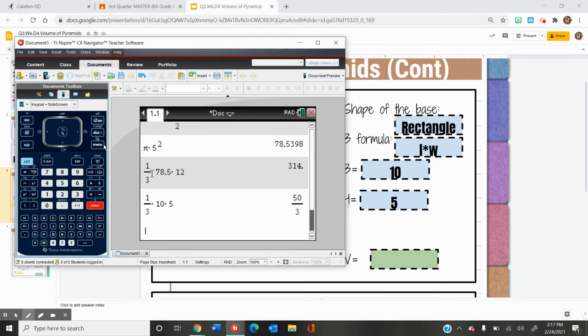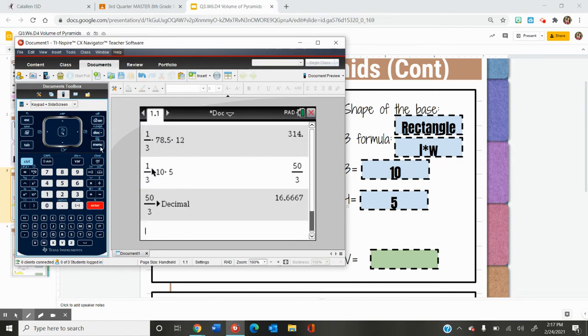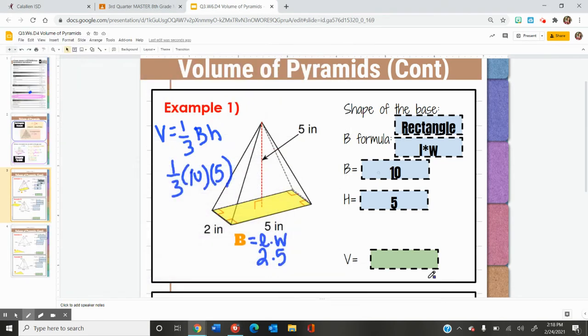We have to convert this to a decimal. So I'm going to press menu, to number, and 1 to convert to decimal. And now I get 16.66 repeating. So I'm going to round this to the nearest tenth place, and this is now 16.7. So the volume of this pyramid is going to be 16.7 inches. Since it's volume, the power is going to be 3. So inches cubed. Alt 0179 will get you inches cubed.